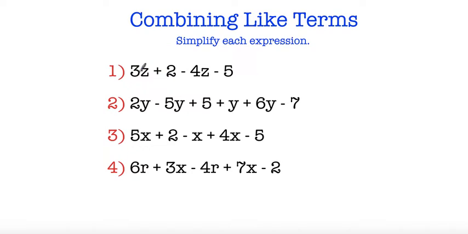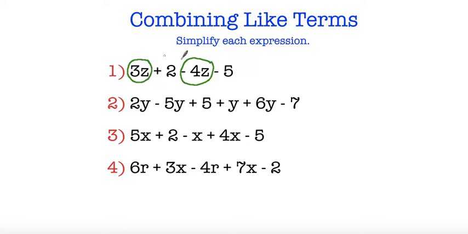So my first term here is 3z. And we know that it's positive because there's no negative sign in front of it. And the 2 has no variable. It doesn't have the variable z, so it's not a like term. But our negative 4z does. Now remember, minus 4z, negative 4z, it's the same thing here. And then here we have negative 5, and we can't combine that with anything with z's.